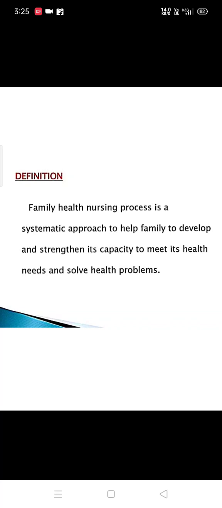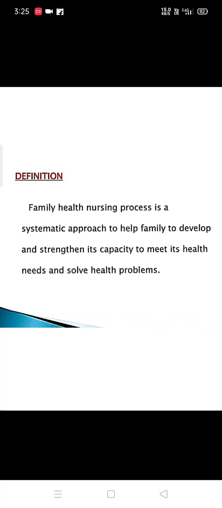Okay, so in the family health nursing process, you are following a systematic approach by which you will be helping the family to develop and strengthen their capacity for what? To meet their health needs as well as to solve their health problems. This is the definition of the family health nursing process.